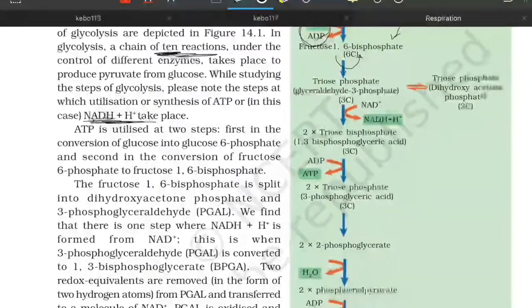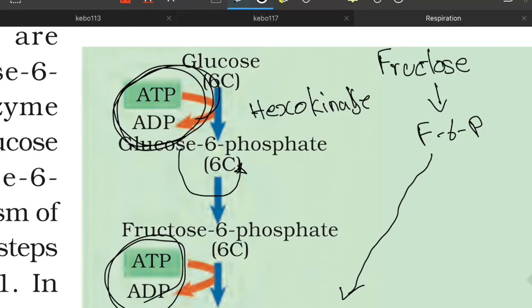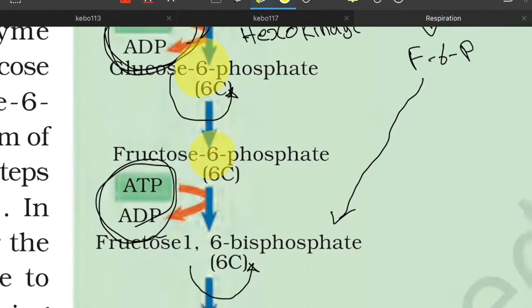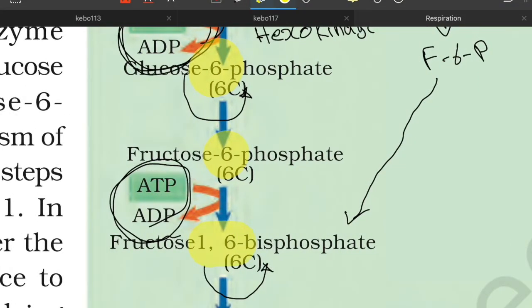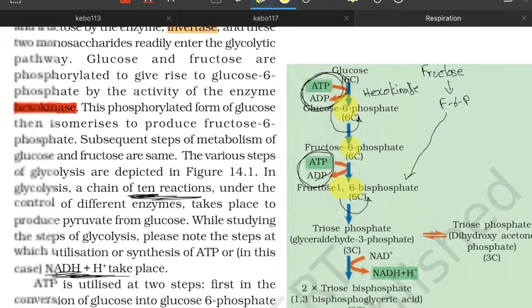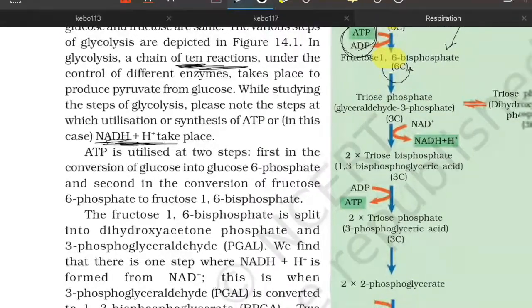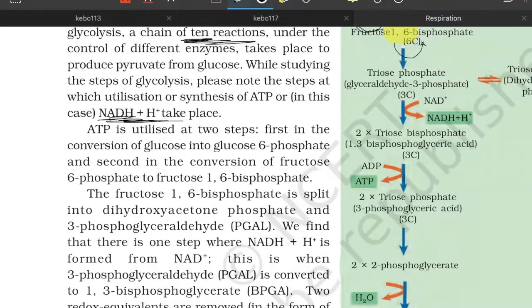ATP is utilized in two places, which we saw: glucose to glucose 6-phosphate, and fructose 6-phosphate to fructose bisphosphate. And remember in which positions these phosphates are. So first it is in 6 and the next is 1,6. This is also important. People overlook this fact. First it is 6 and after that it is 1. So 1,6 bisphosphate. So after this, what happens?